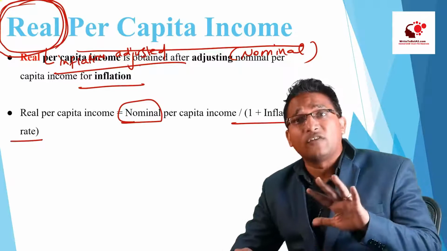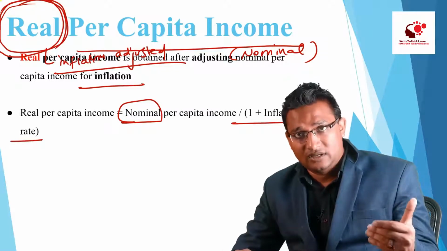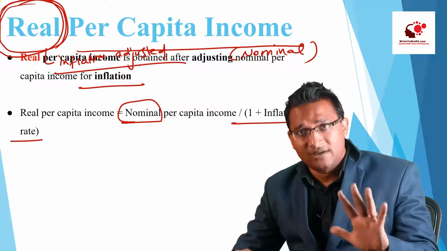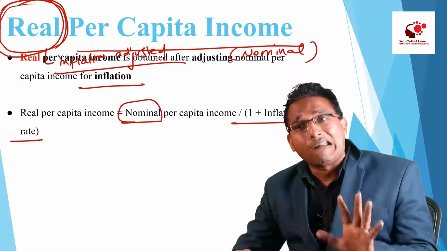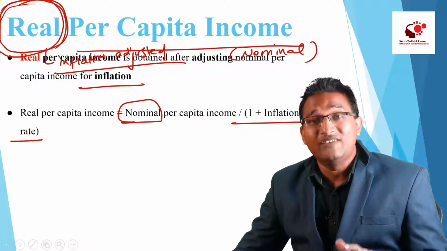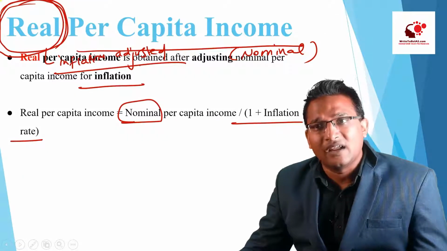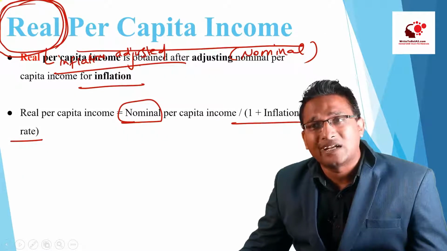We will discuss the concept of real versus nominal in the upcoming sessions, in the upcoming slide. So don't worry. Just understand that real per capita income is the inflation adjusted per capita income. When we neutralize or nullify the impact of the inflation from the per capita income, then this is the real per capita income.